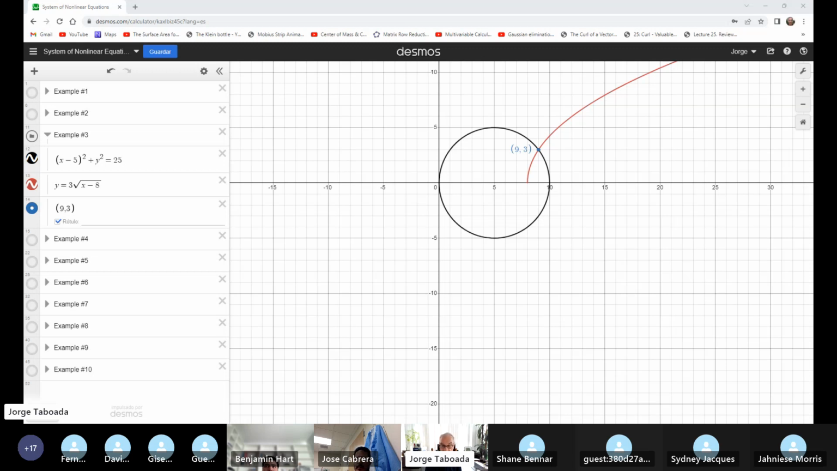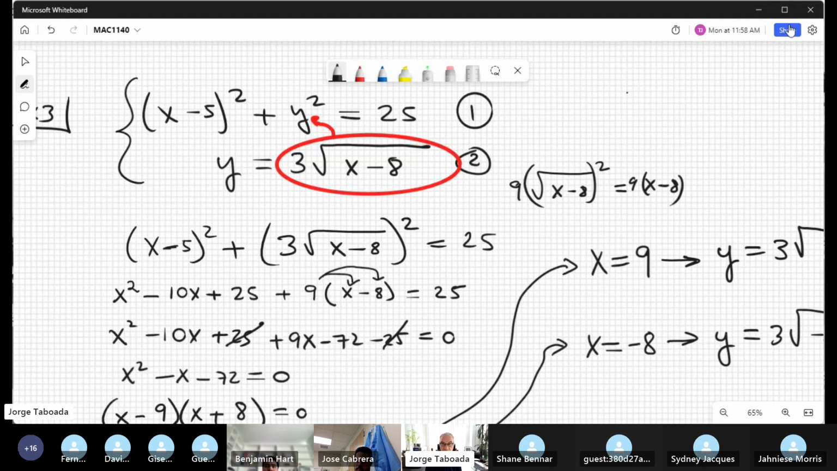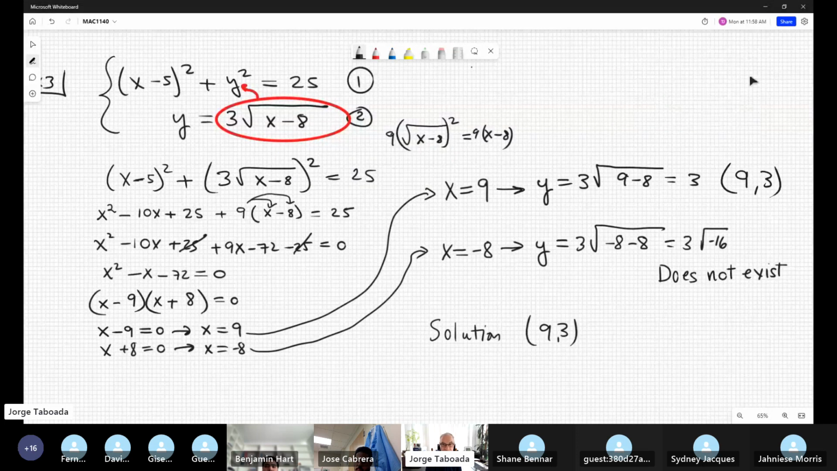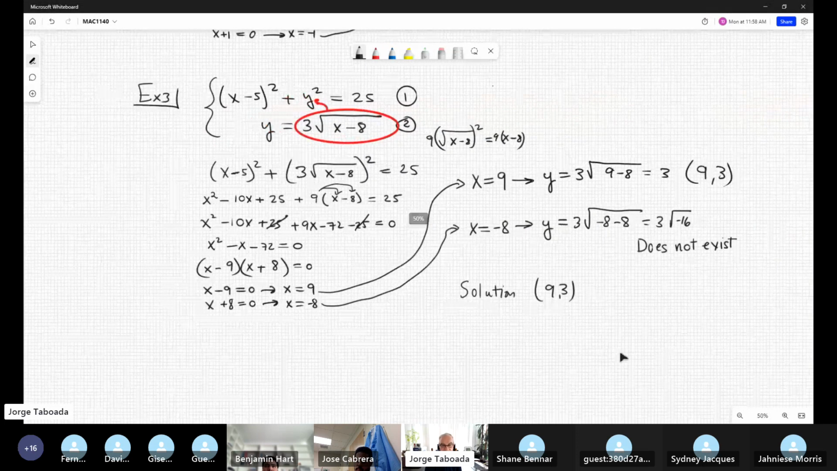Okay. Let me try one more example. One more in 2D. I don't know if we have time to see in 3D. In 2D. Let me come back to the whiteboard. There you go. I suppose you are watching my whiteboard now, no? Yes or no?